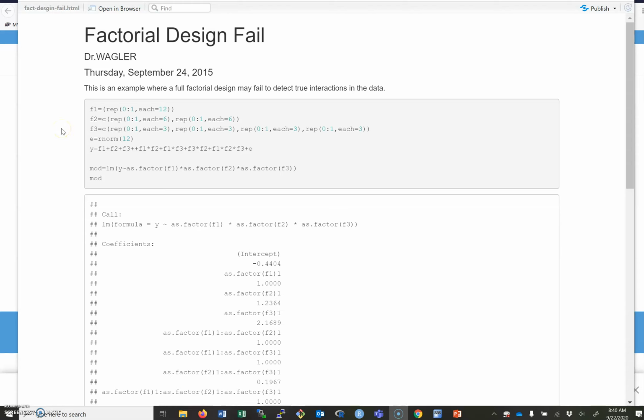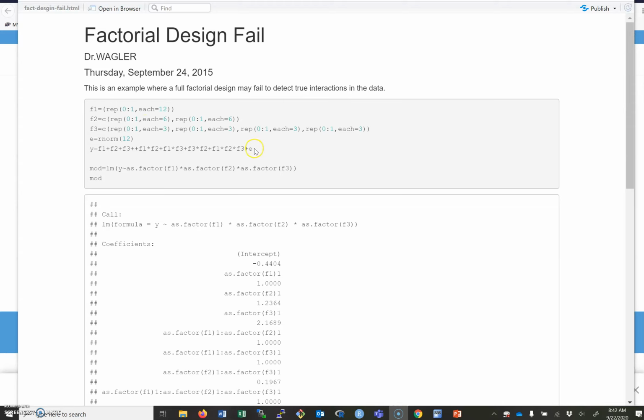Okay, so for this module, we have an online version of a factorial design file. This was just data I generated. Notice that this is a two-level design where each of the factors 1, 2, and 3 has just level 0 or 1. They are varying, so F1 has 12 zeros and then 12 ones. F2 has 6 and then 6 and then another 6 and another 6 and so forth. Then the data is generated in that manner.